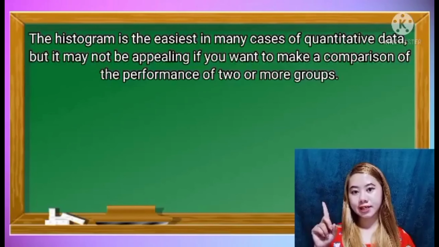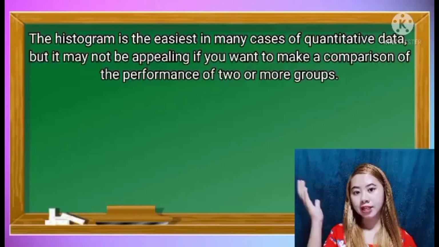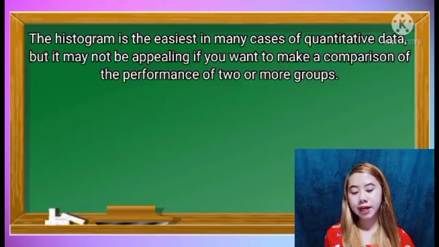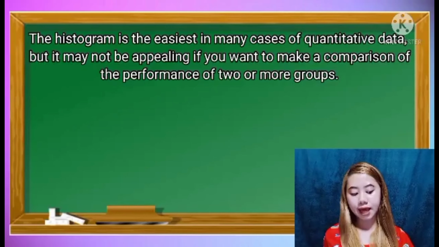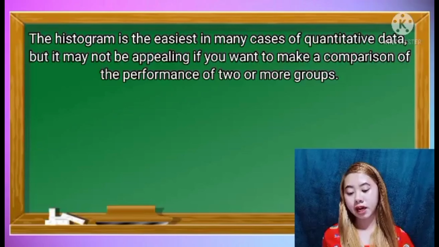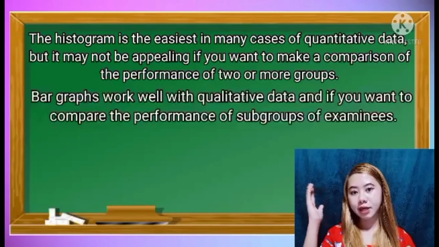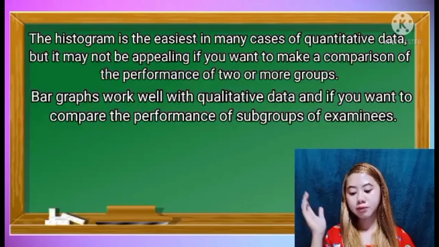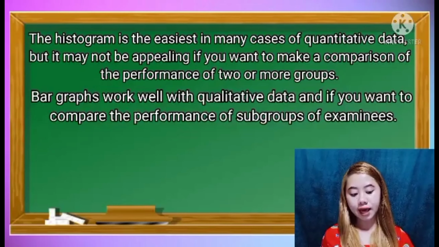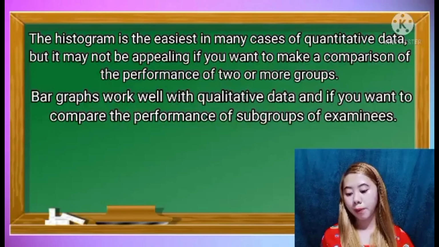So first is the histogram. The histogram is the easiest in many cases of quantitative data, but it may not be appealing if you want to make a comparison of the performance of two or more groups. Second is the bar graphs. The bar graphs work well with qualitative data if you want to compare the performance of the subgroups of examinees.